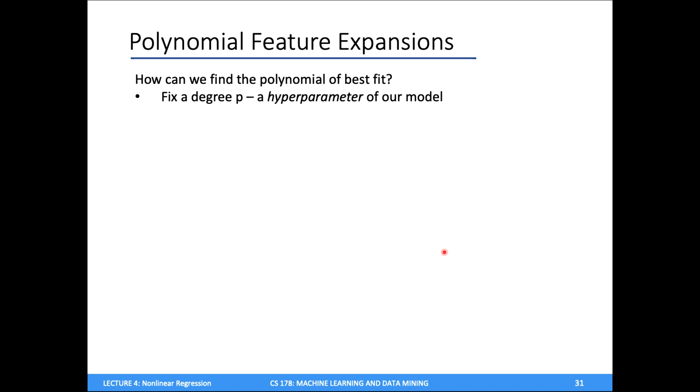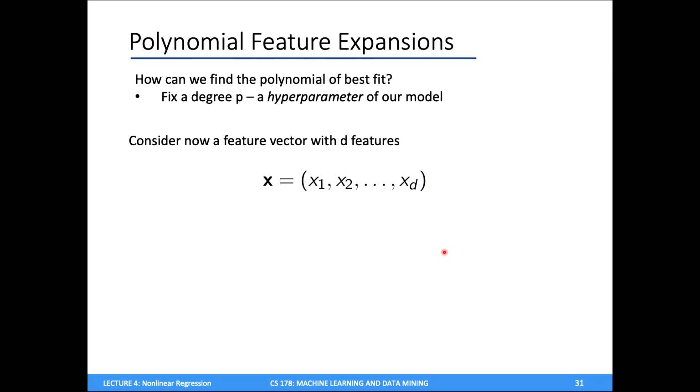Let's see some more details, put some equations down, and talk about how to actually fit a polynomial to our data. The first step is we're going to fix a degree for our polynomial regression model, p. Again, this is a hyperparameter of our model. We're not learning p from data. We're going to fix p before we do any model fitting.